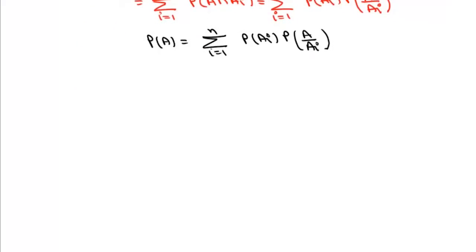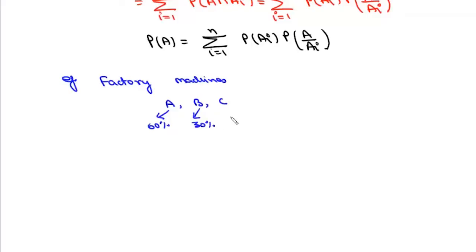Say for example, there is a factory and it has 3 machines A, B and C. Now this machine A gives 60% of the products. This machine B gives 30% of the products, and this machine C gives 10% of the products. So the total is 100% and nothing is common. That means these 3 events are mutually exclusive and exhaustive.